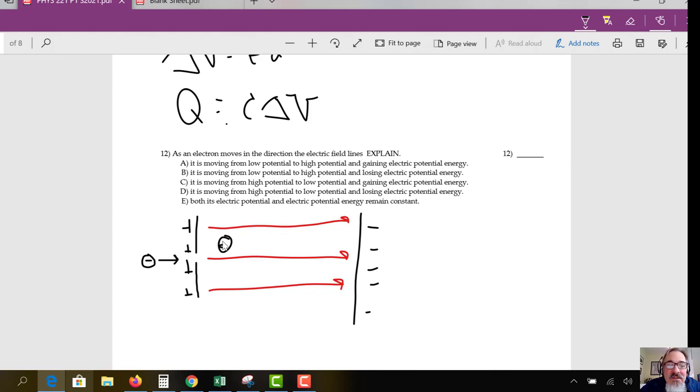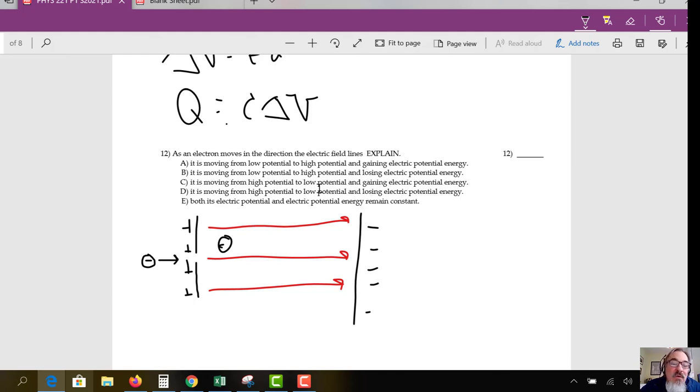And what's it doing when it does that? Well, it's slowing down, so it's losing kinetic energy. It's gaining electrical potential energy. Okay, so let me recap. It's going from a higher voltage to a lower voltage, and it's gaining electrical potential energy. So I think C is the one that actually matches that. Moving from a higher voltage to a lower voltage.